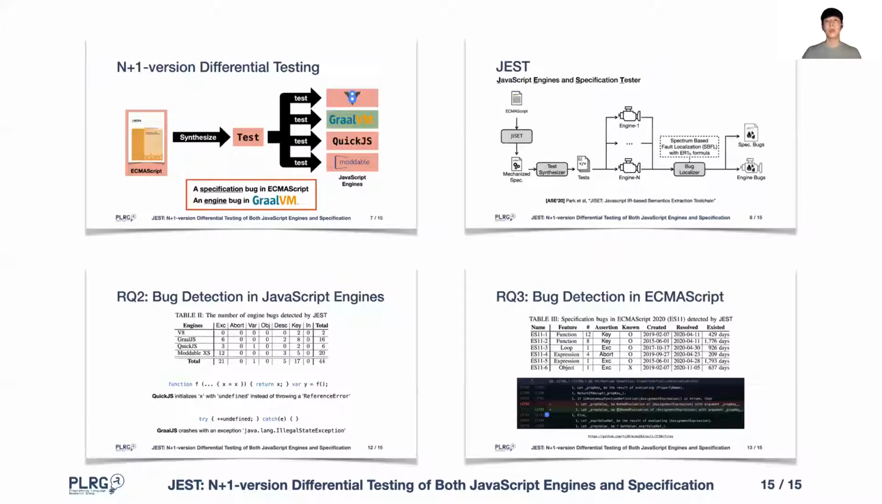To conclude, we presented a new technique called N+1-Version Differential Testing to check the conformance between multiple implementations and their specification. We developed JEST to actualize this technique for JavaScript. Our tool successfully synthesized 1700 JavaScript conformance tests and successfully detected 44 bugs in existing JavaScript engines and 27 bugs in the latest version of ECMAScript using the synthesized tests. We believe that our approach is also applicable to other fields having a well-written specification. This is the end of my talk. Thank you for listening.